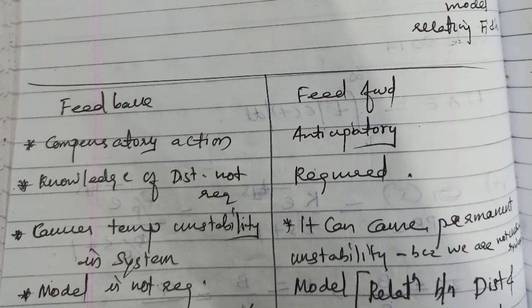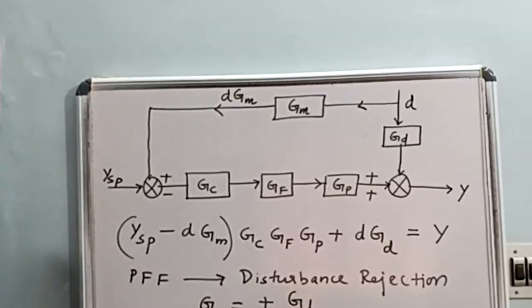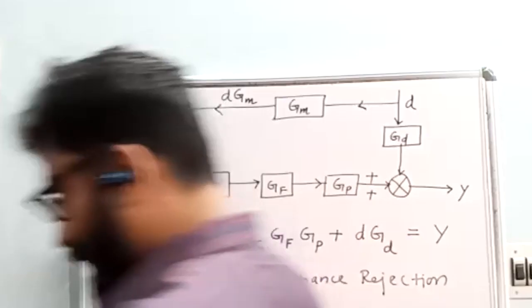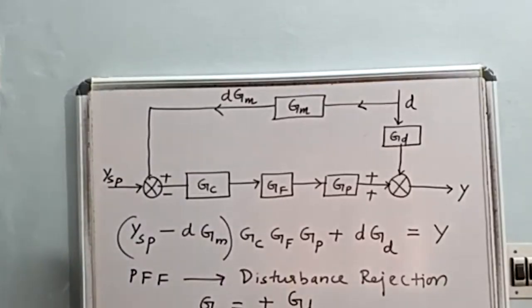So if that model between disturbance and set point is not perfectly modeled, definitely that can cause permanent instability. So this is the meaning. This is your feed forward controller. I hope it is clear. Based on this, we have some questions that we will do once we finish all the other topics as well.